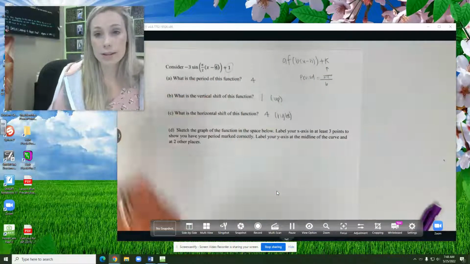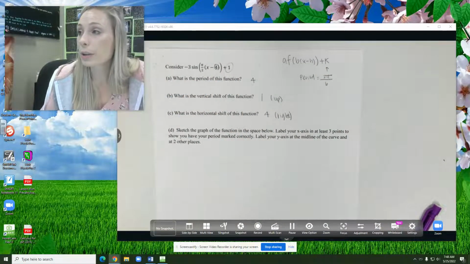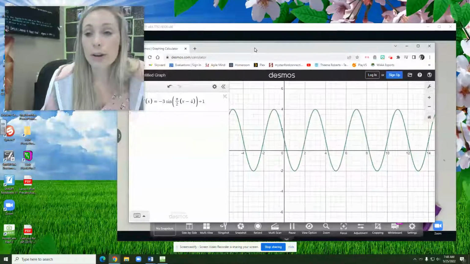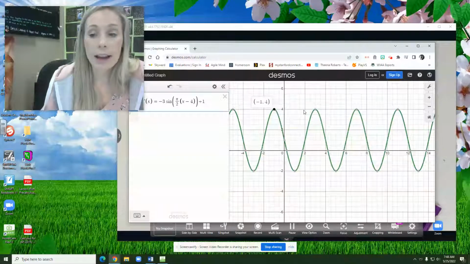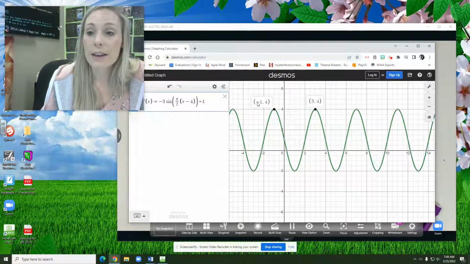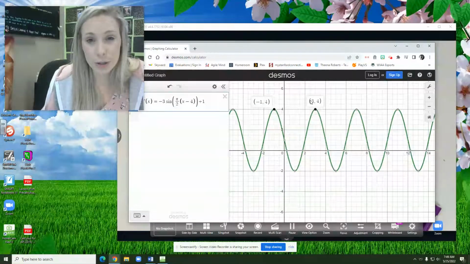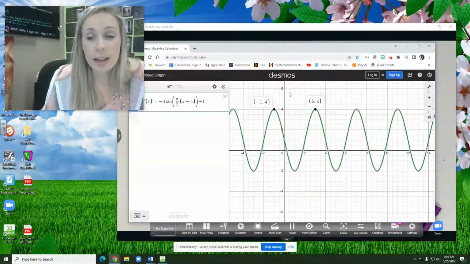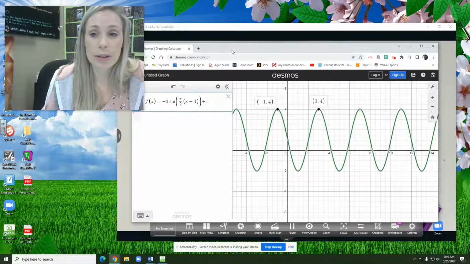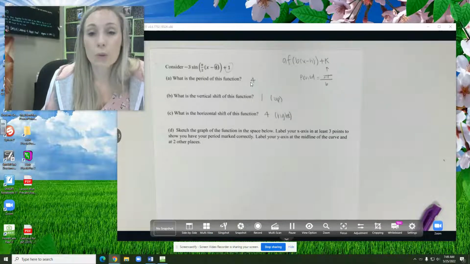If you have a hard time with that, as long as you know what period means, you could plug your graph in. That's what I did here. And you can click on a high point and another high point and find the distance between the two high points. So we have -1 and 3. There are 4 units in between those high points, making our period 4.